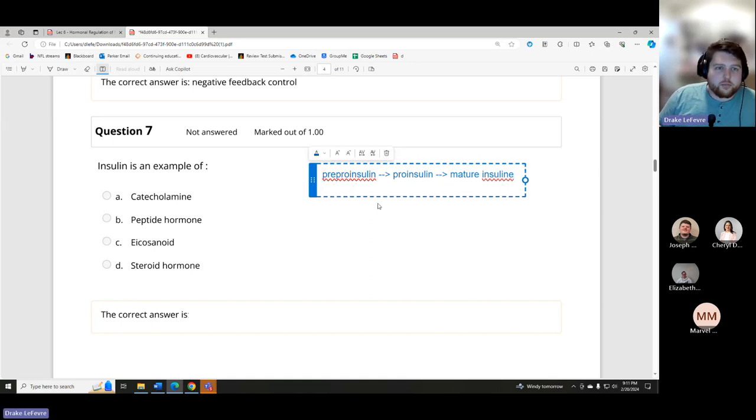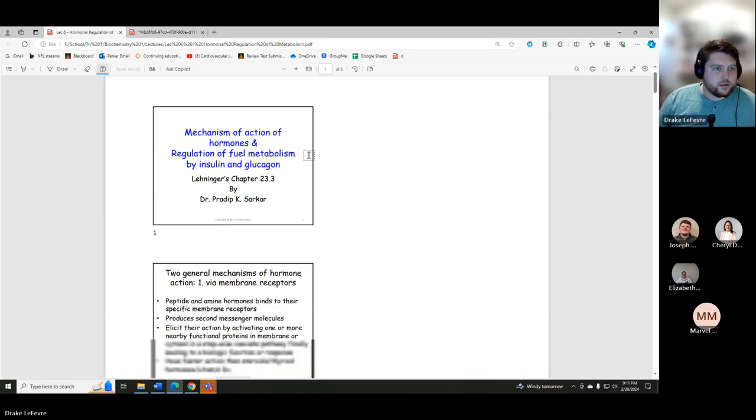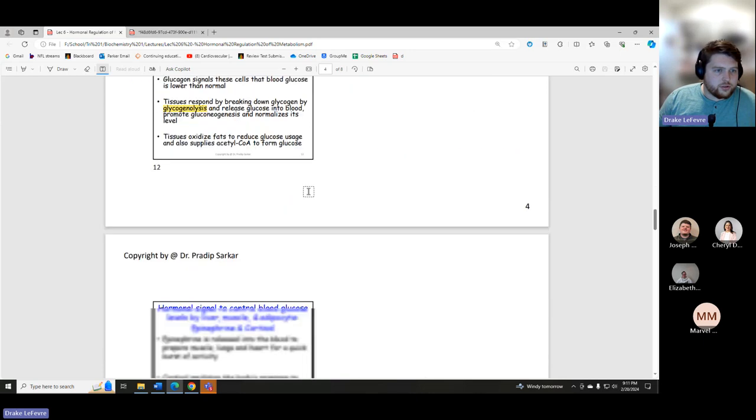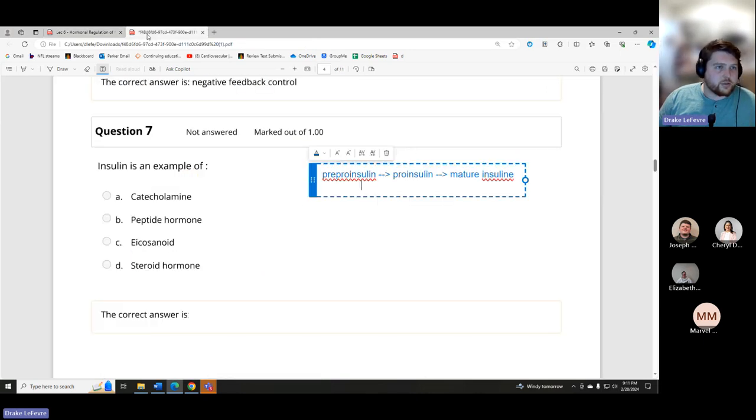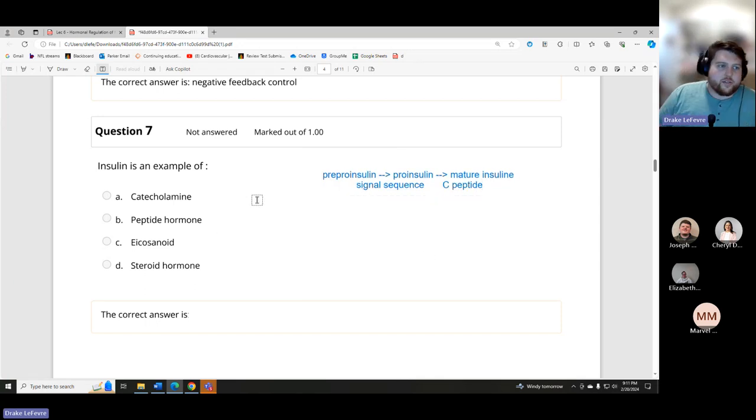If you remember, to go from pre-pro insulin to pro insulin, we lose the signal sequence. So the signal sequence comes off, and then after that, the C-peptide comes off. So out of all of these, what do we think it is? It's going to be a peptide hormone.